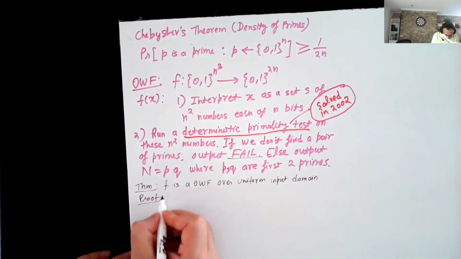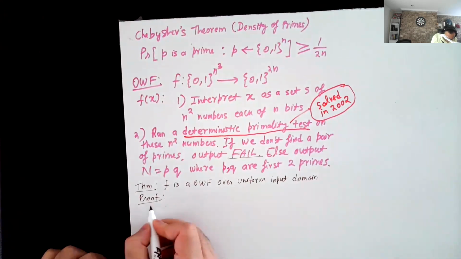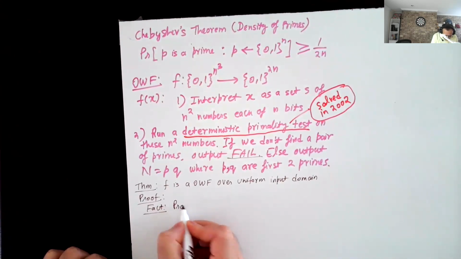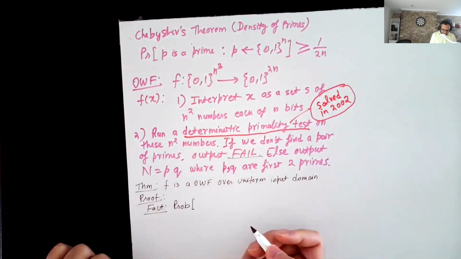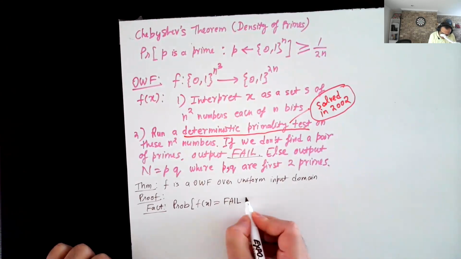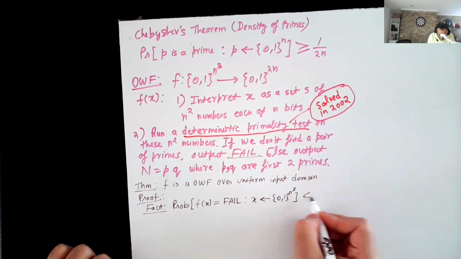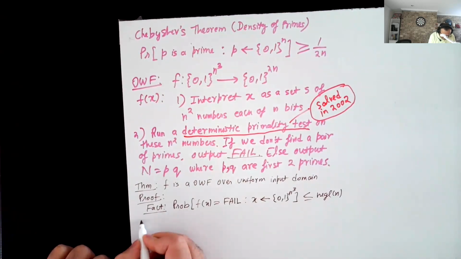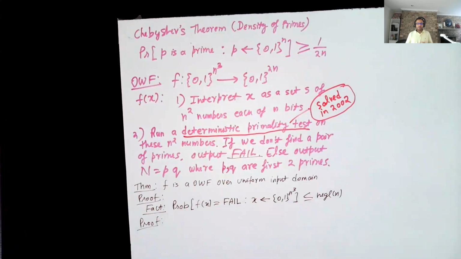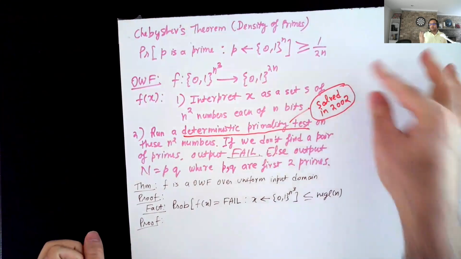And before we get started with the proof, let me prove a very basic fact, and that will already sort of convince you that this is indeed a one-way function. So the fact is that the probability of f of x outputting fail, such that x was chosen uniformly from the required input domain, is negligible. Okay. So what is the probability that f of x outputs fail? It's the same as the probability that you choose n square random numbers and we don't find two primes in there.